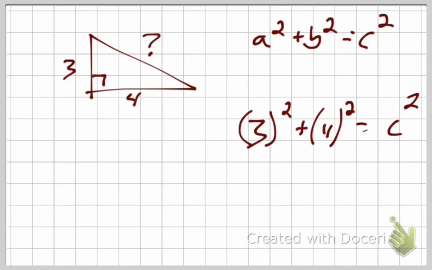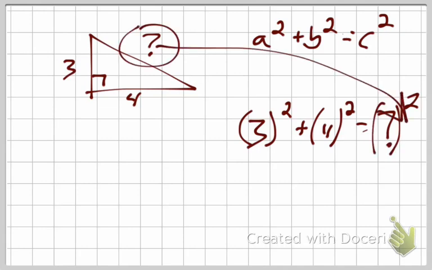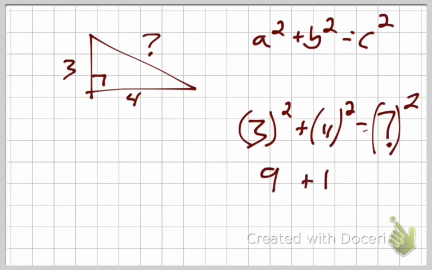We wouldn't put C squared because we would put the question mark. Whatever they're saying is out here, right? I happen to have a question mark here, and so that's what goes inside the parentheses here. So we do this, that would be 9 plus 16 equals question mark squared. This would be 25 equals question mark squared.